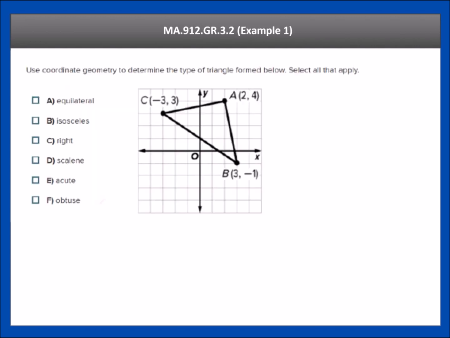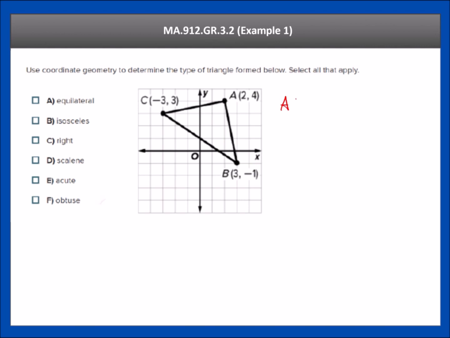Use coordinate geometry to determine the type of triangle formed below. We want to determine what kind of triangle it is. First off, is it equilateral? Equilateral means all the sides are congruent. Isosceles means two sides are congruent. Scalene means none of the sides are congruent, right? Then we want to determine whether it has a right angle, and if it doesn't have a right angle, is it acute or obtuse? So let's go ahead and determine if the side lengths are the same.